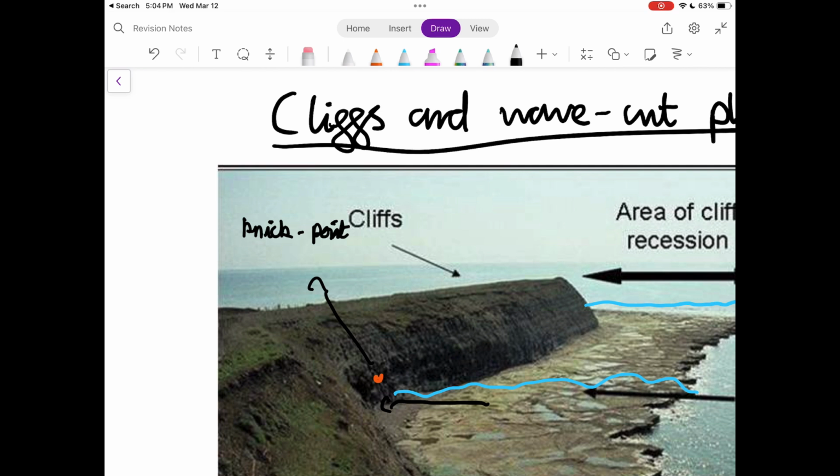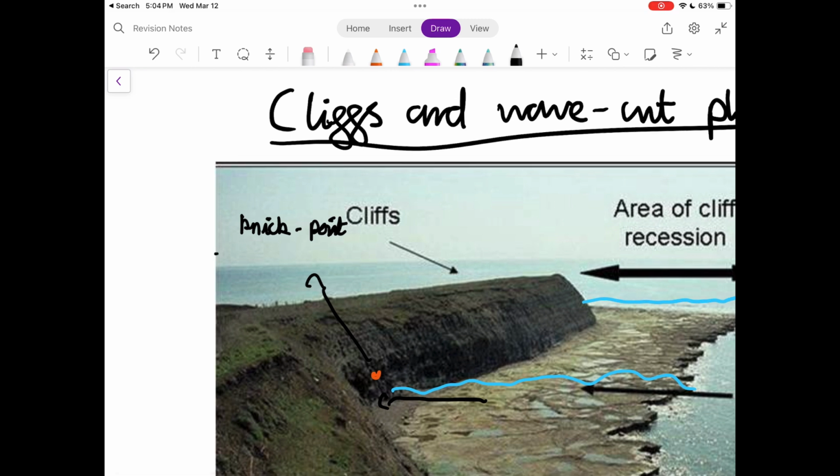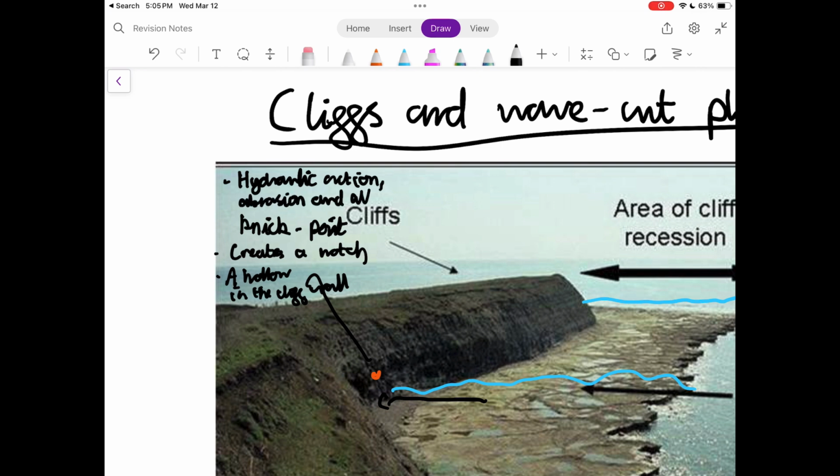And when it does this, it creates a notch. And the notch is basically a hollow in the cliff wall. So because it creates a hollow, this process will continue. And this process is done by hydraulic action, abrasion, and attrition.